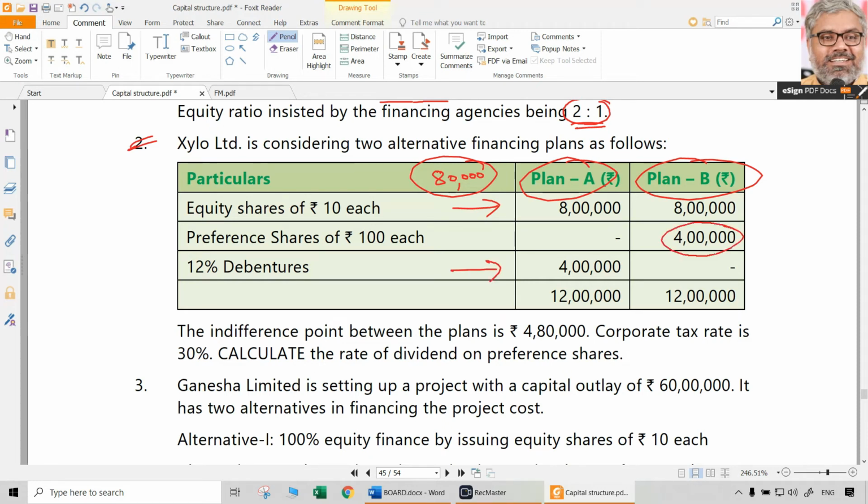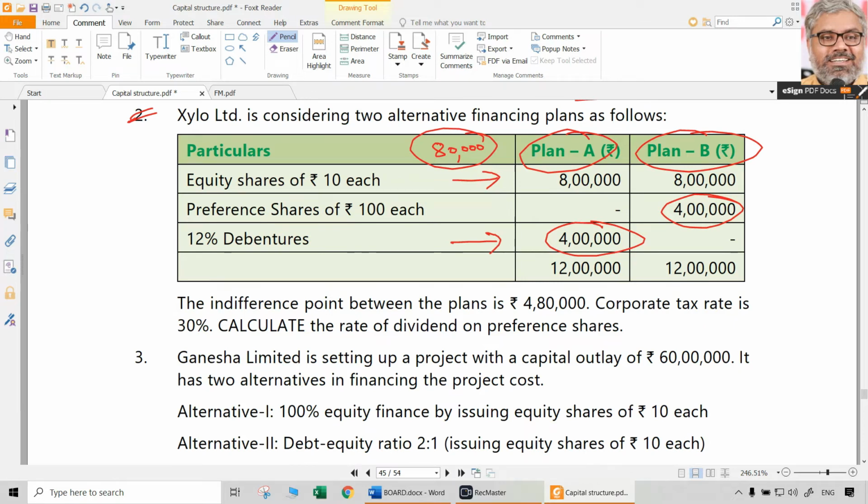Equity is same. So Plan A is to raise the financing by 12% debentures. Plan B is to raise the 4 lakhs required capital by issuing preference shares of 100 rupees each. Indifference point between the plans is 4,80,000. So here indifference point is already given. Corporate tax rate is 30%. Calculate the rate of dividend on preference shares. So it is like a reverse calculation because indifference point is already given.